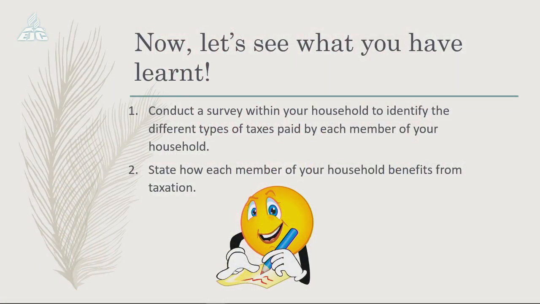Good? You got that? So the first thing you're going to be doing in your household, identify the types of taxes that are paid by each member of the household. After you've done that, then you're going to state how each member of your household benefits from the taxes. Good? That's easy, right? Yes. So what I want for you, you're going to do that for me. And the next time we meet, I need to see them.